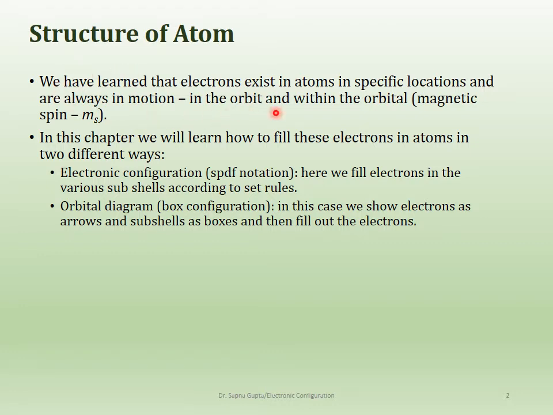So we'll learn how to fill electrons, and there are two different ways to do it. One is called the electronic configuration, which is the SPDF notation. Remember, the SPDF comes from the angular momentum, which is the L number: 0 was S, 1 was P, 2 was D, and 3 was F. Then there's the box configuration, or orbital diagram, where electrons are shown as arrows. This is even more specific than the electronic configuration. By the time we fill out the box configuration, we know exactly how the electrons are arranged in the atom.